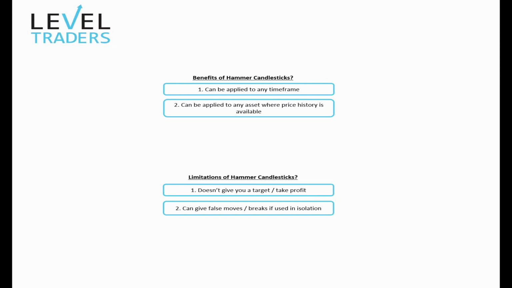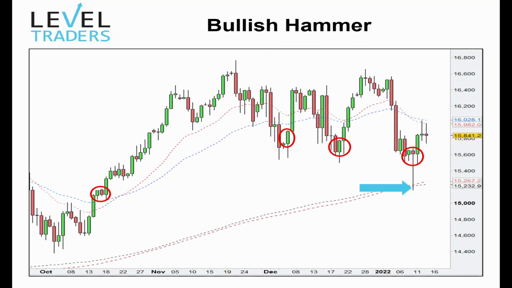The other limitation is that hammer candlesticks can give you false moves or breaks if used in isolation. Now that last example of a hammer candlestick had more than one factor signaling a reversal. Let's go back and have a look. You can see here price tagging a moving average. This is the 200-day moving average, which is a significant indicator traders use to determine the longer term trend of an asset. The fact it triggered a major moving average increases the likelihood of a reversal, with it being a key support area.